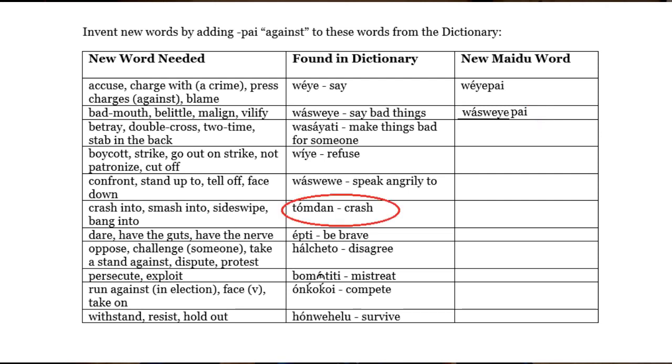Tomdan means crash. How would you say crash into? Tomdan pie. What if you wanted to make up a word for oppose or challenge somebody? We have a word halcheto, disagree. You could say halcheto pie, disagree with.